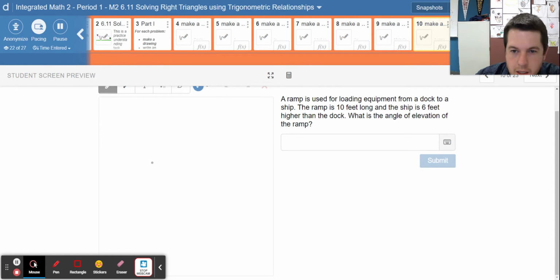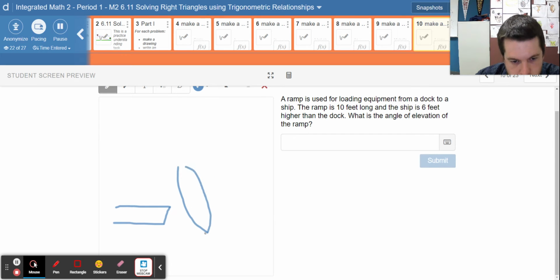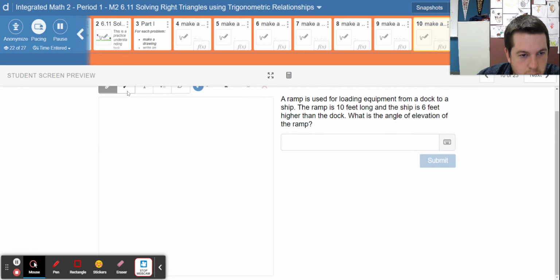So if we have a dock, we have a ship here, we have our dock. So let me kind of sketch this. We have a dock, and then we have some sort of ship, and there's a ramp that goes up to that ship. So I'm going to redraw this with just the ramp here so it's more clear.